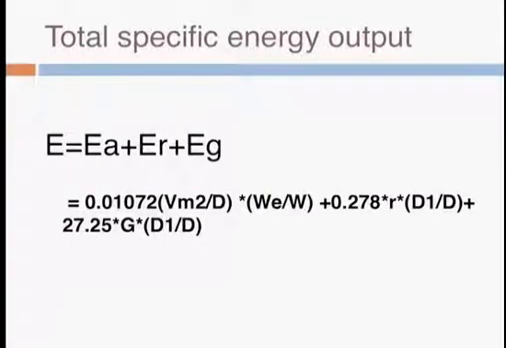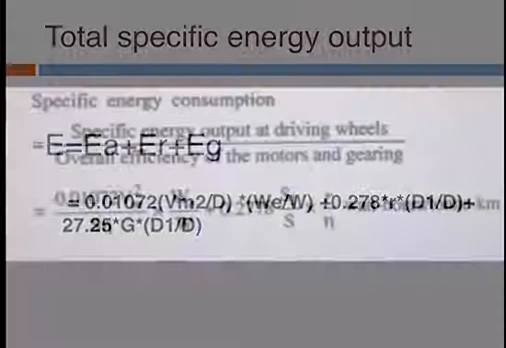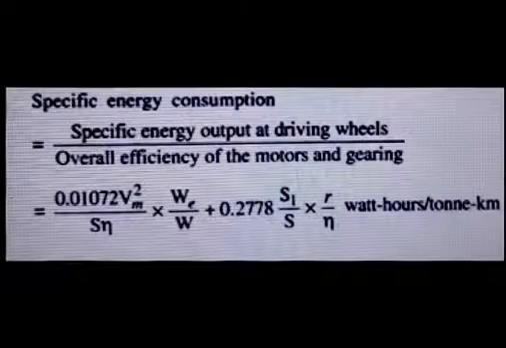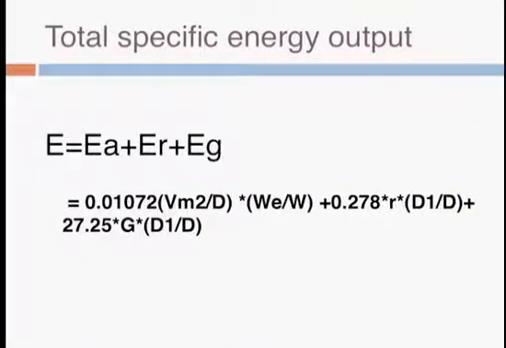Now finally, the total specific energy output we will get will be the addition of all these three energies which were required during acceleration, to overcome train resistance and to overcome the gradient. The final expression will be as you can see on the screen. Talking about specific energy consumption, we got this equation for specific energy output.